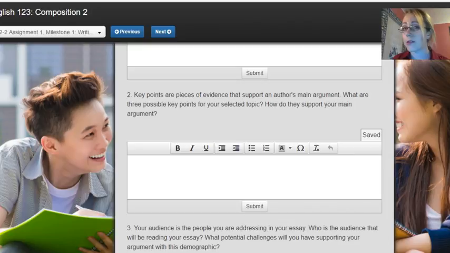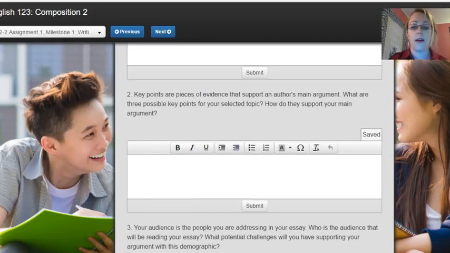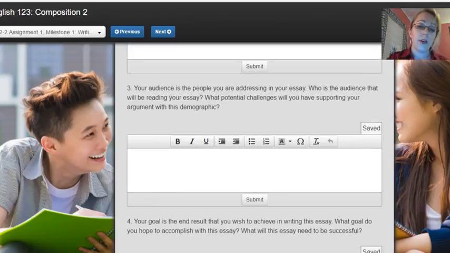Another way to think about this is subtopics to support your main argument. So give us 3 separate key points and tell us how we're going to use those key points to support our main argument.